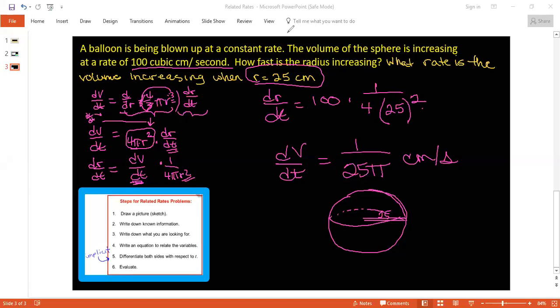Which, by the way, remember, if something's increasing, you're going to have a positive change, and if it's decreasing, it's going to be a negative change. And you have to put that in your formula.